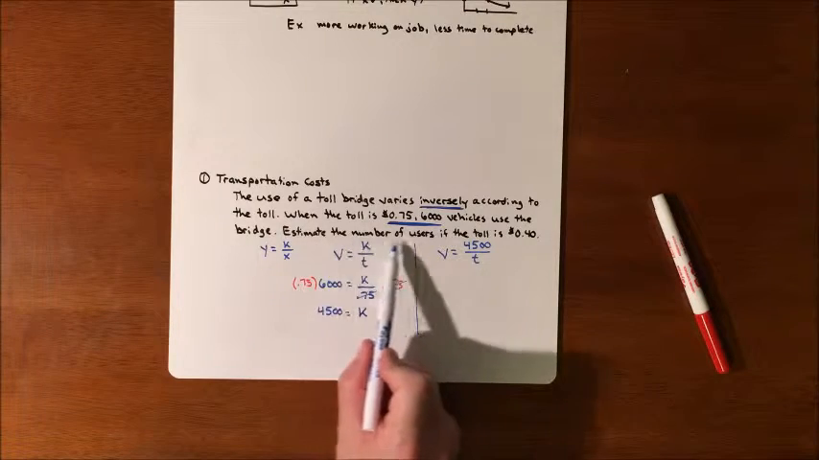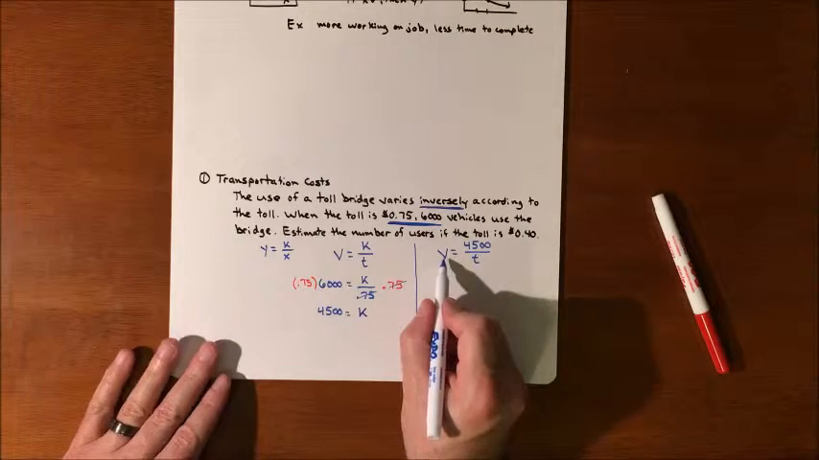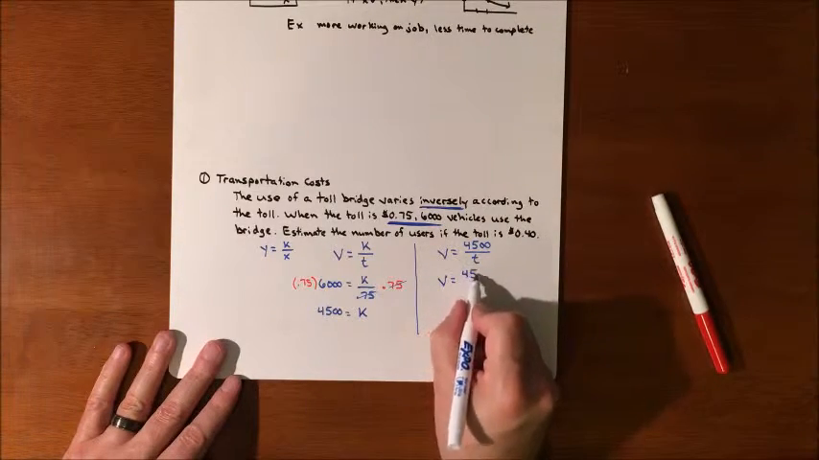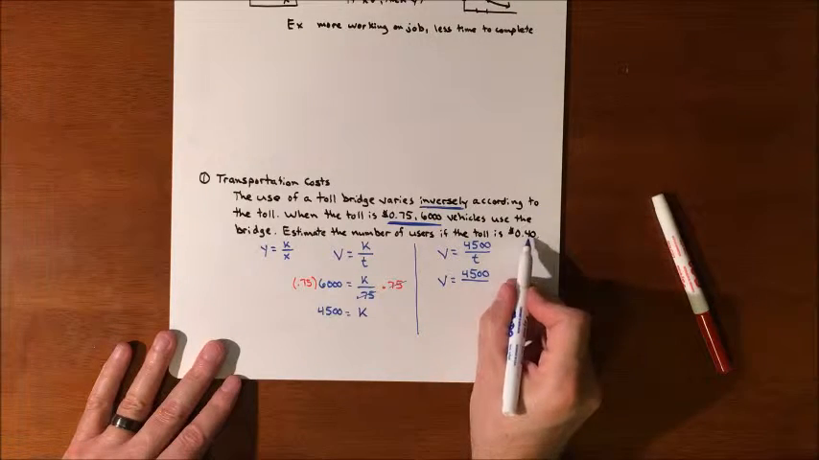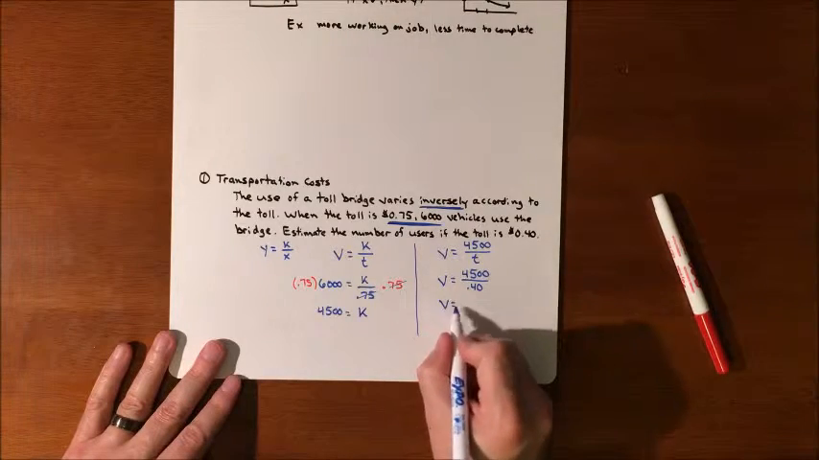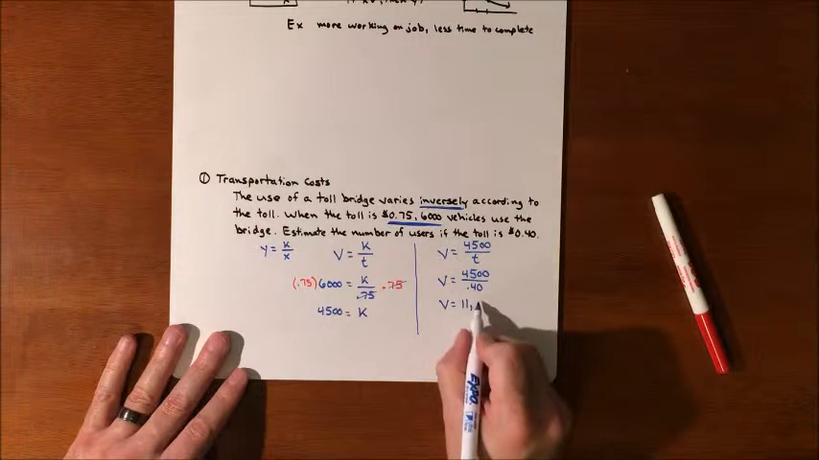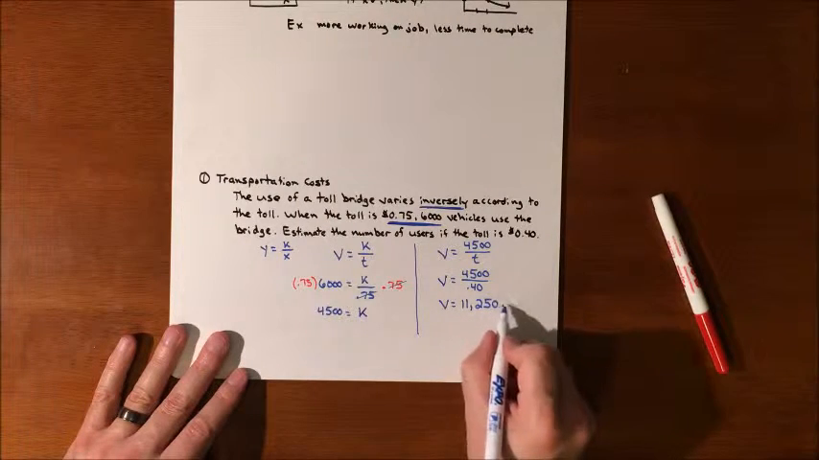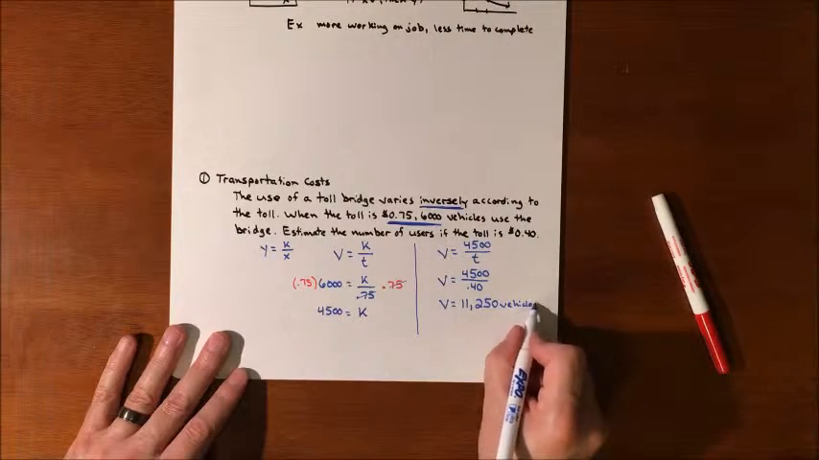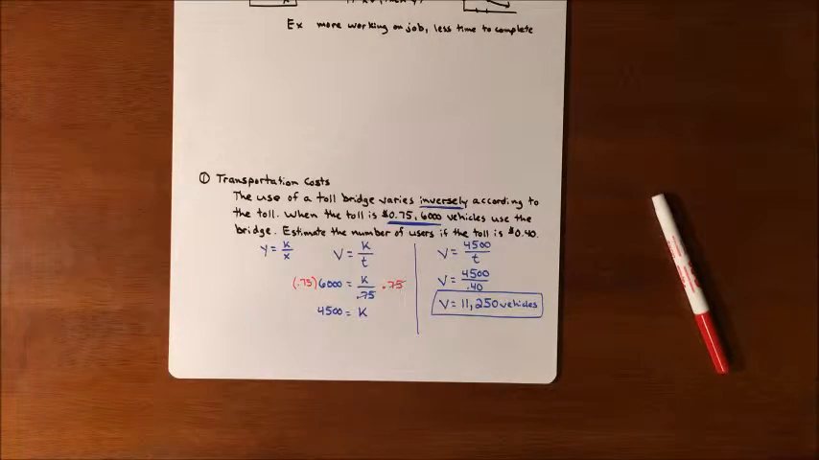So the question is, estimate the number of users if the toll is 40 cents. So we don't know the users, the vehicles crossing the bridge, so that's still our variable. We have our constant, and then we're going to divide by 40 cents. So if we type it in the calculator, do the math, that gets us 11,250 vehicles. All right, so that's our first example.